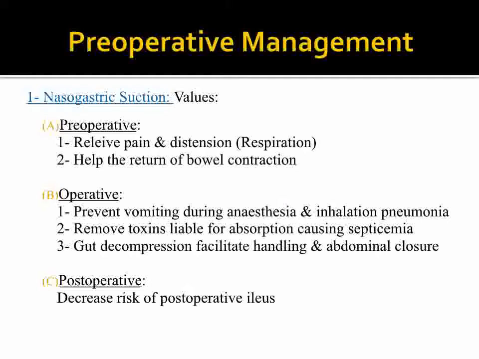What is the value of this nasogastric suction? The preoperative value is that it relieves the pain and the distension, because it will aspirate the fluid in the proximal dilated intestine, so the dilated intestine will recoil and regain its normal size. The cause of pain is overstretch of the smooth muscles in the wall of the intestine. So if we drain this fluid, the smooth muscle will regain its normal size and there will be no hyperperistalsis.